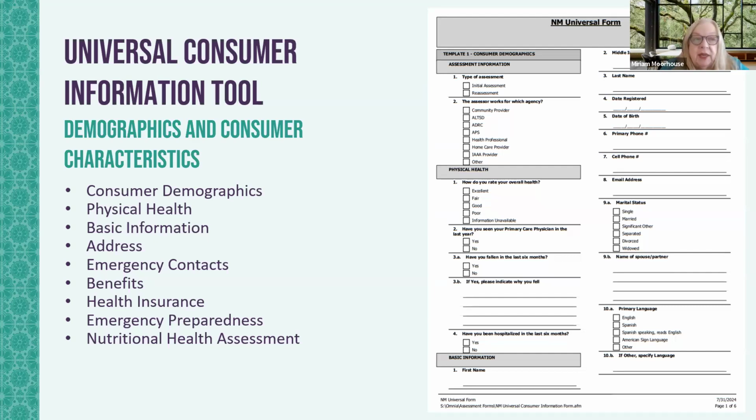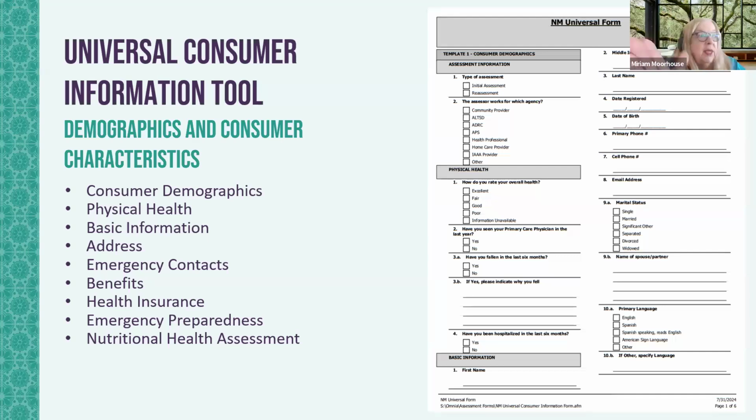This is if you're printing it. This is not how it looks if you're filling it out online. And if you're filling it out online, you will have skip technology. In other words, if you're not doing the ADLs or the IADLs with the consumer, then it will skip that section for you. So we're going to go through each one of these items.